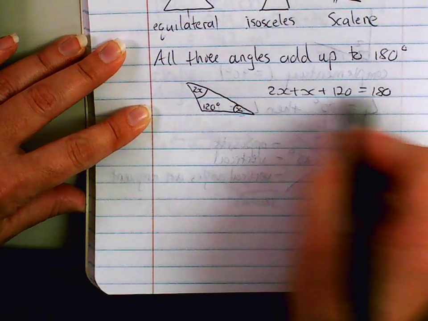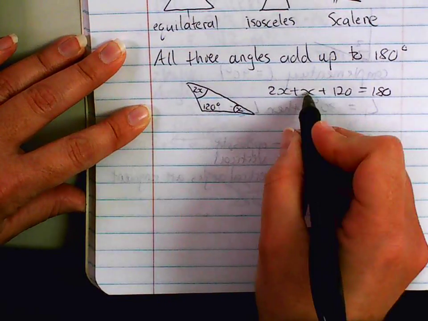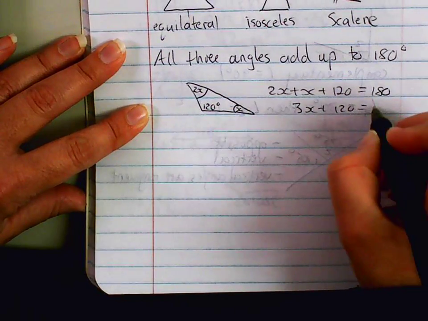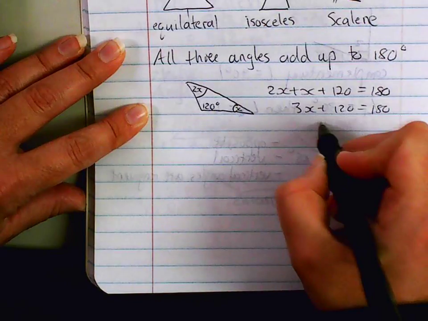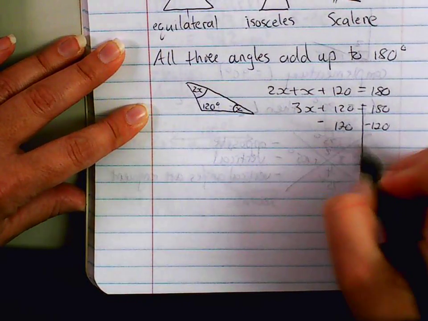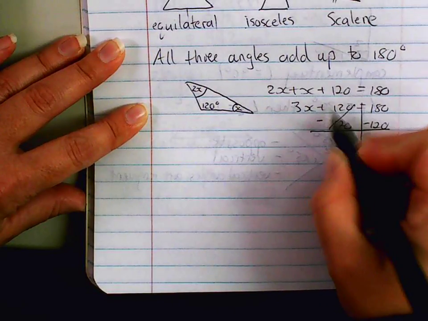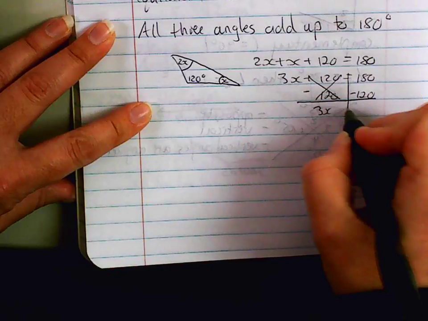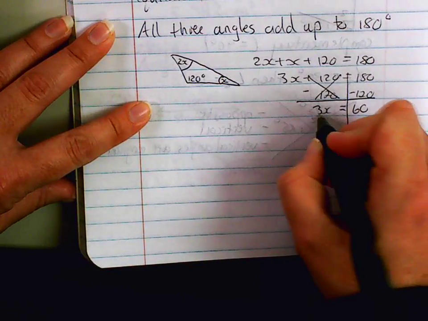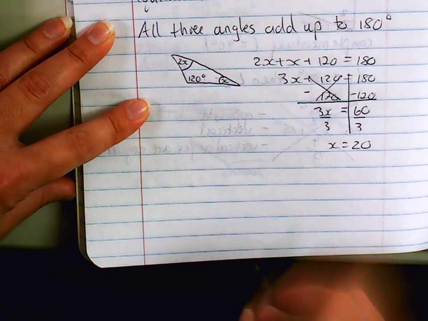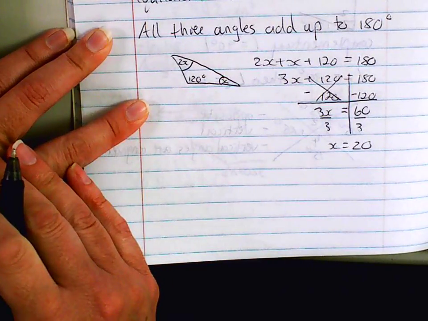Do what I can do first, add my like terms. 3x plus 120 equals 180. Get rid of the 120, subtract it on both sides. This becomes poof, away. 3x equals 60, divided by 3, divided by 3, x equals 20. Now they can just ask you for x and then you'll say it's 20.